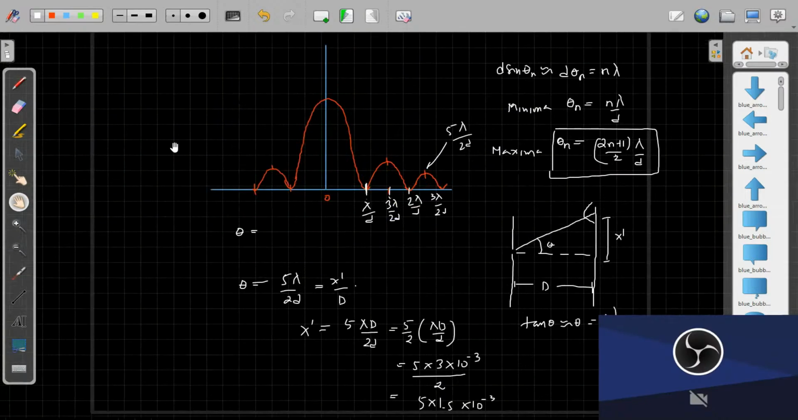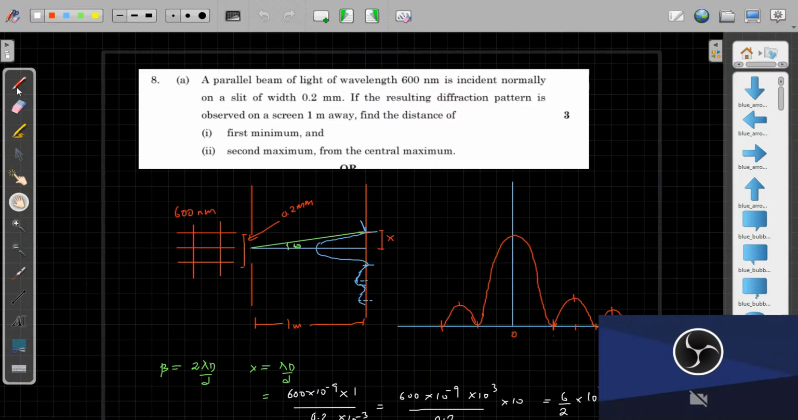This is a good question. You should know this kind of question for high order problems. So again, if you solve this, 3 marks done.